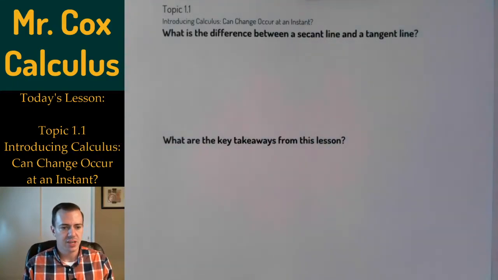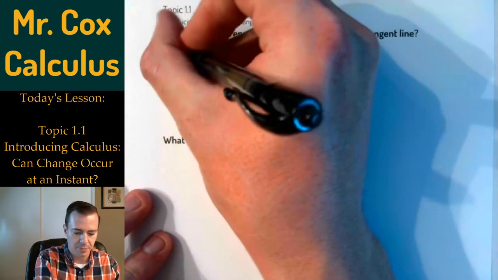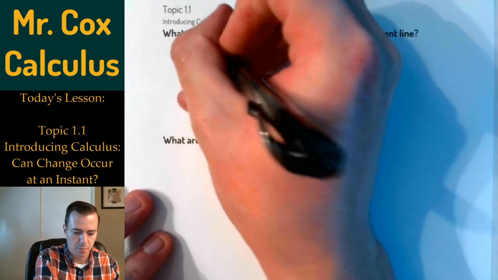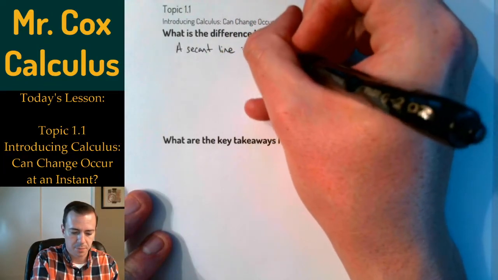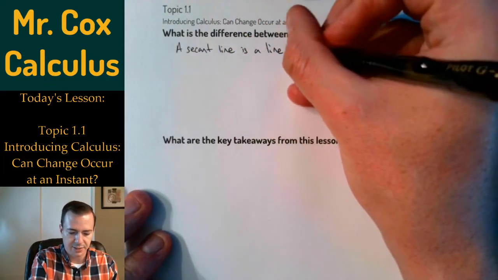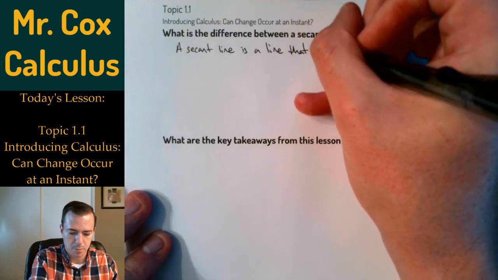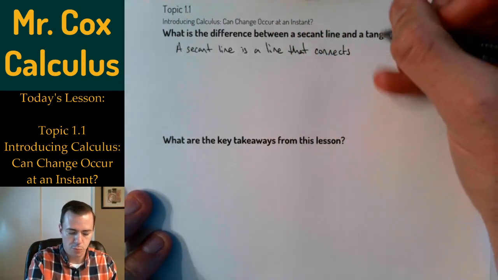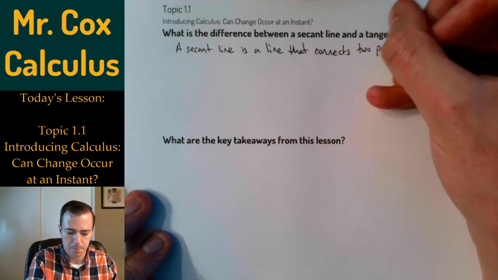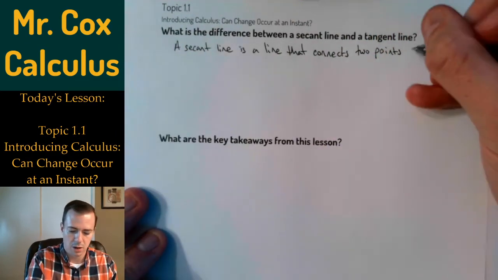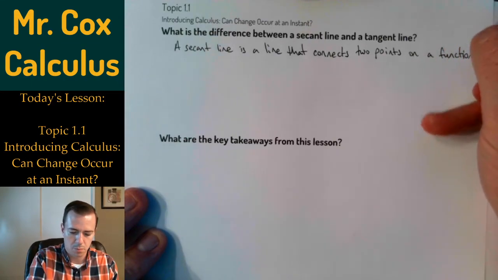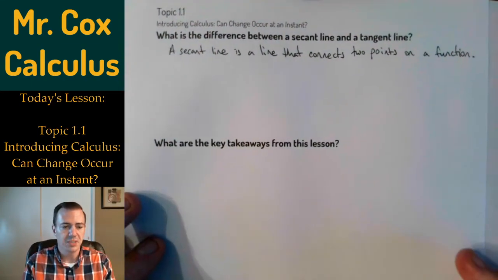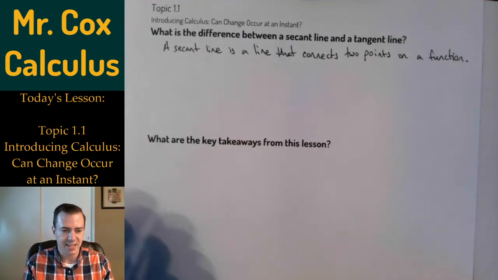In the previous video, we defined a secant line. We said that a secant line was a line that connects 2 points on a function, and that's what we were using to approximate that instantaneous rate of change.